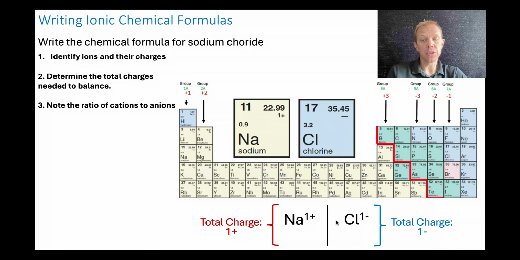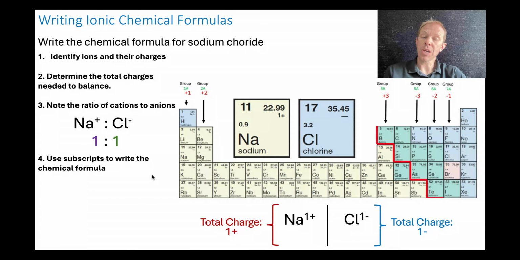The next thing that we're going to do is note the ratio of cations to anions. Here, sodium is our cation. There's only 1 ion of sodium, and chlorine is our anion, and there's just 1 ion of it. So the ratio is 1 to 1. So we'll write down that right here.